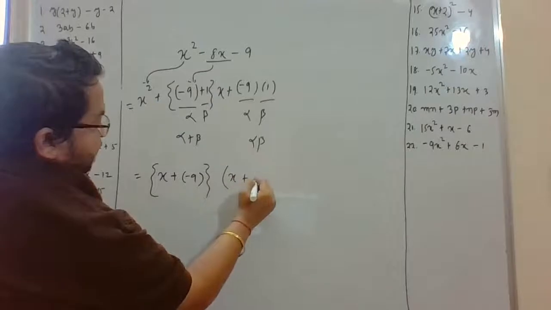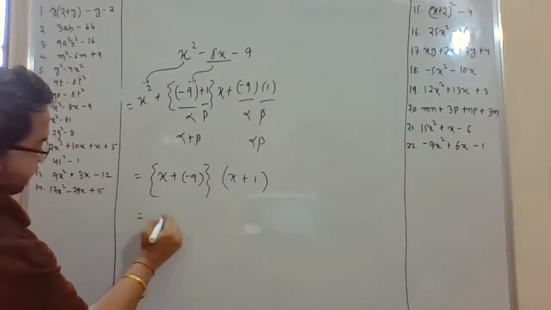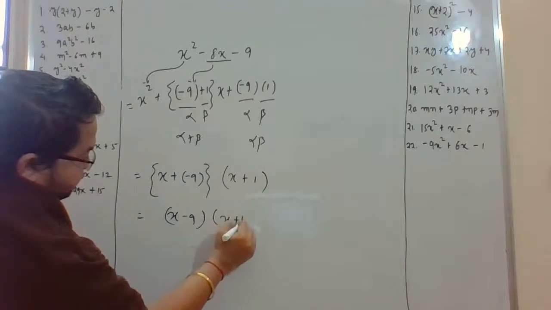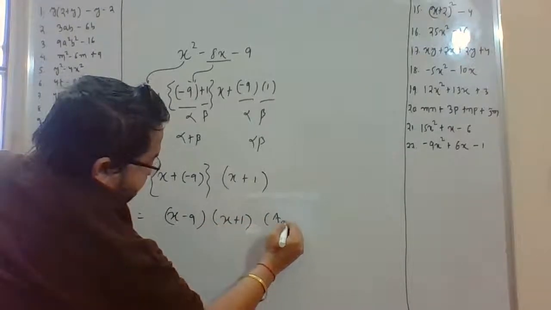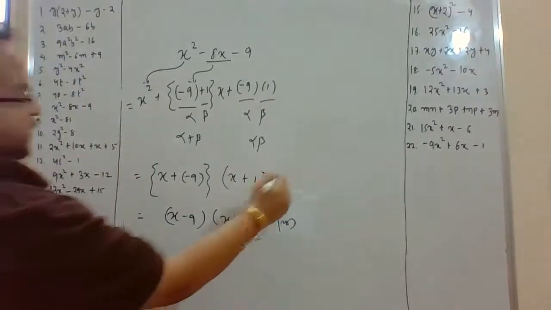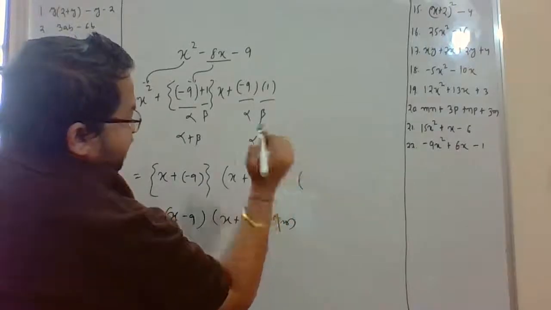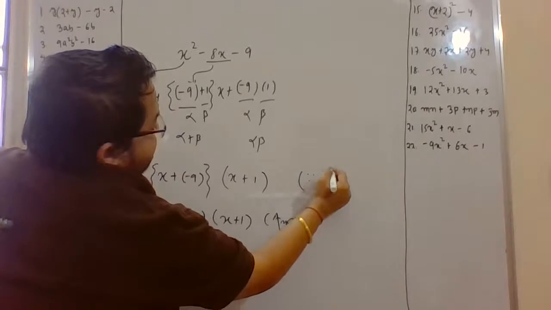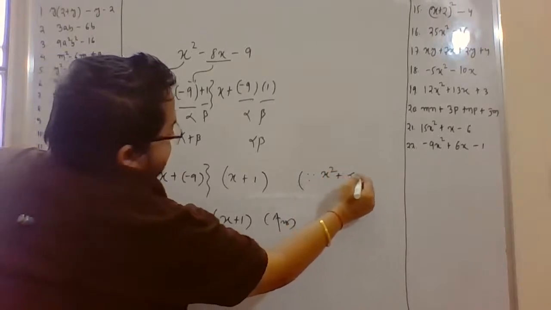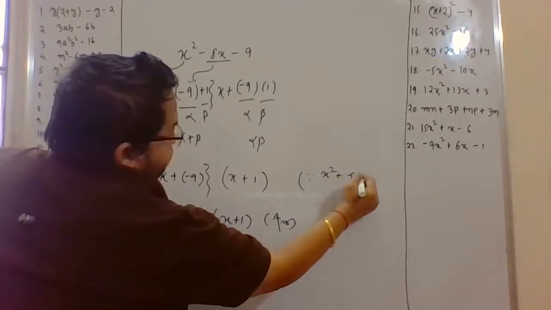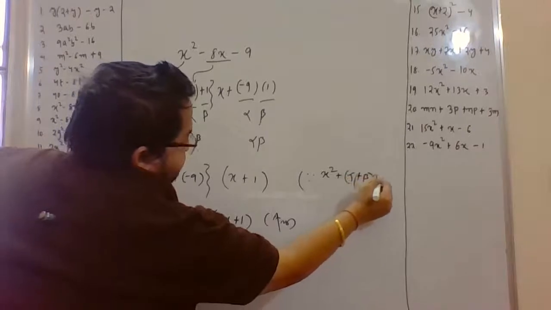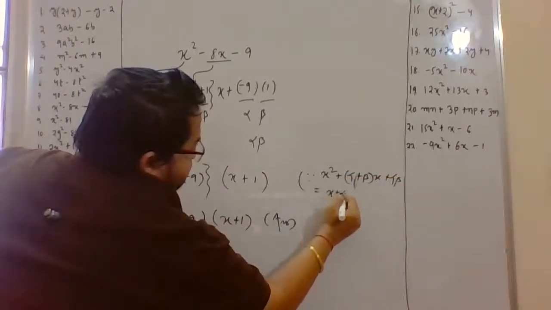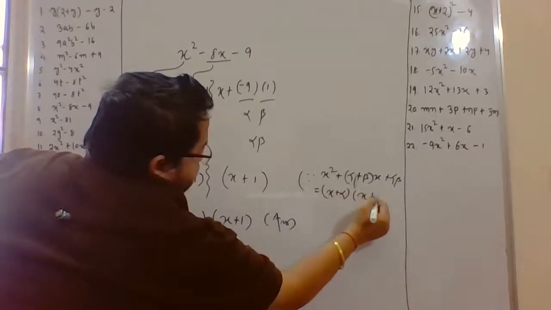Beta here is plus 1, right? So I can write this as nothing but (x minus 9) into (x plus 1). Answer. And here we should have written that because we know x squared plus (alpha plus beta)x plus alpha beta is nothing but (x plus alpha) into (x plus beta).